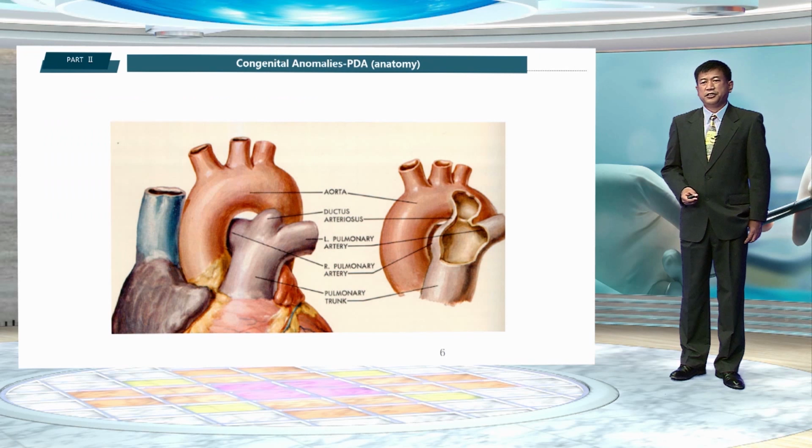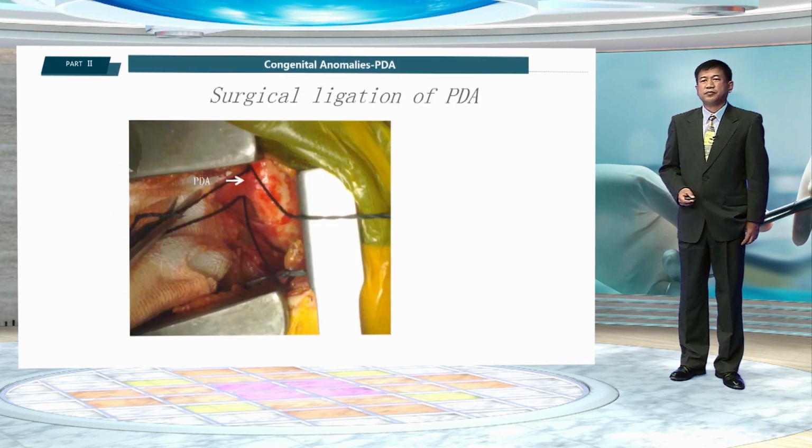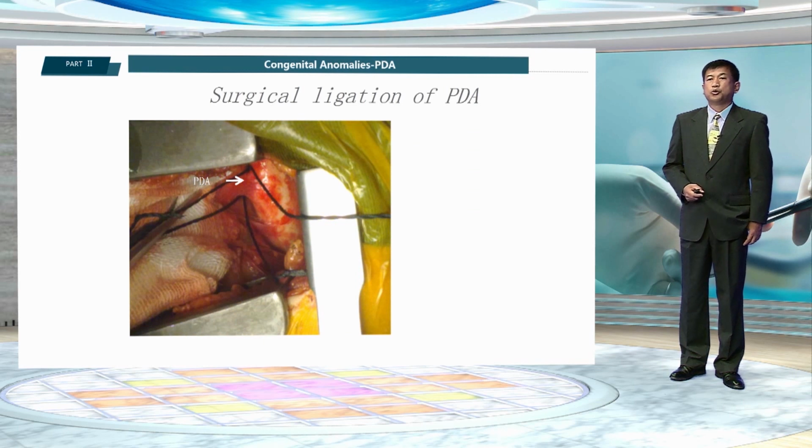This shows the anatomy of the PDA. The upper one is the aorta. The lower one is the pulmonary artery. You see there is an opening between the two arteries. The size of PDA varies from a few millimeters to the size of a descending aorta. For treatment, the idea is very simple, to close it.